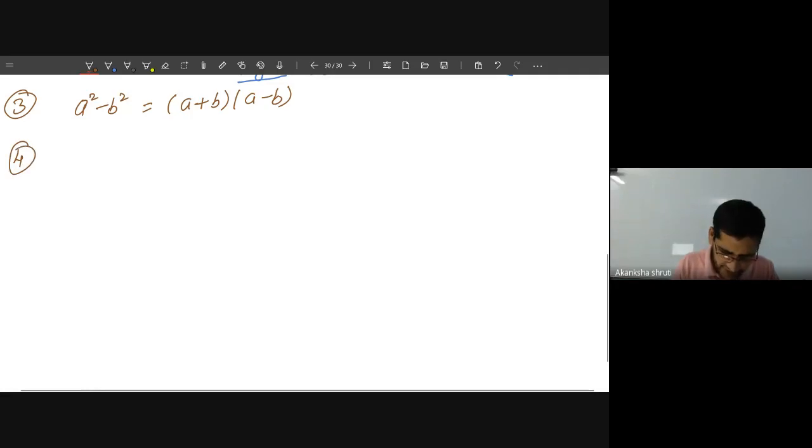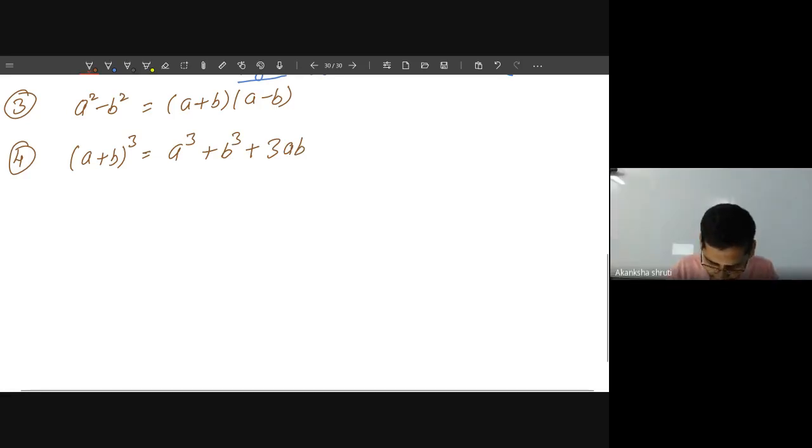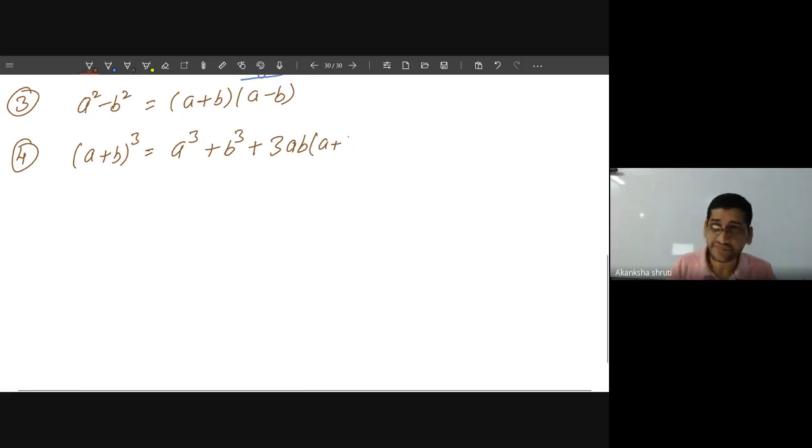The fourth identity is for the cube. If there is a plus b whole cube, students, then it is a cube plus b cube plus 3ab into a plus b. If you want, you can write it like this: plus 3ab, but here you have to take the bracket a plus b once more. This is what you have to keep in mind. If you are not writing a plus b here, that will give you a wrong result.